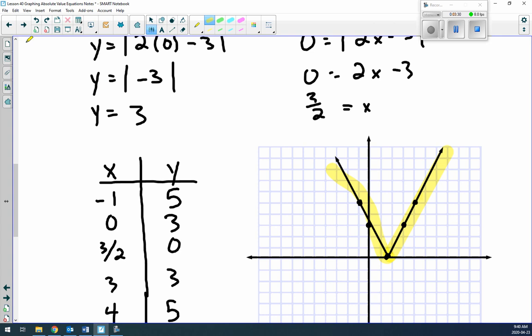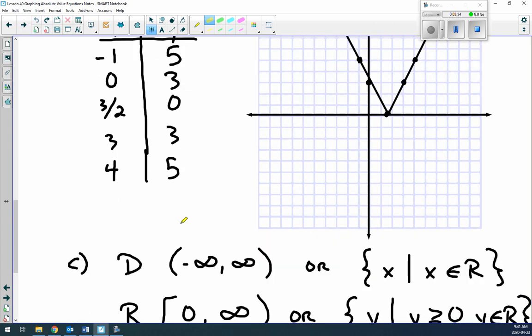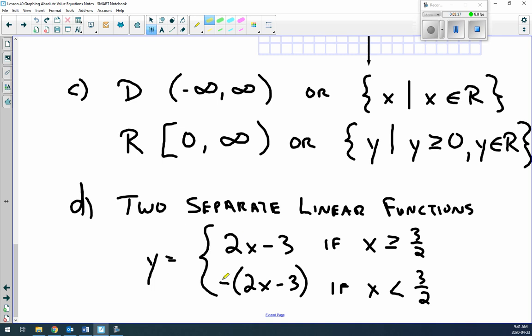So the part on the right is the original, and the part on the left is the flip. Let's look at what that looks like as a piecewise. We'll talk about the domain and range in a second. So there's the original, y equals 2x minus 3. Take out the absolute value and just write the original equation, 2x minus 3.